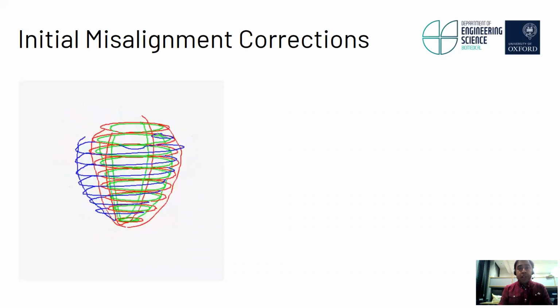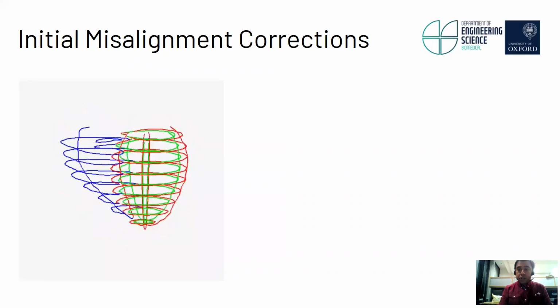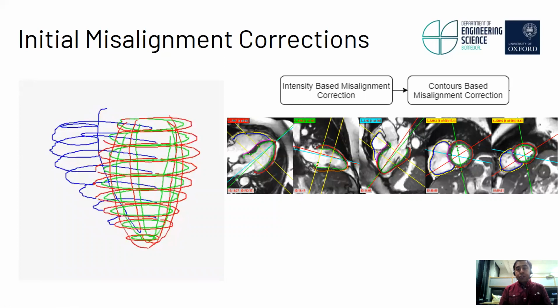Now, in order to perform the initial misalignment correction from these contours, we have done two steps. The first one uses an intensity-based method to optimally align the long axis and the short axis slices by optimizing over the intensity profiles. The second method does essentially the same thing, but based on the contours. That means it tries to provide the optimal consistency between the long axis and the short axis slices based on the intersection of the endocardial and the epicardial contours. Using these two steps, we can get a good enough initial misalignment correction from the heart slices.